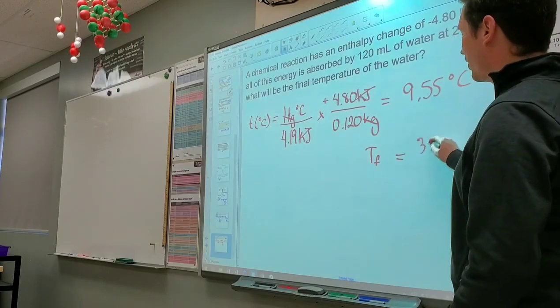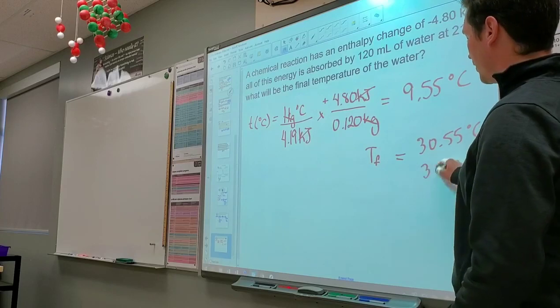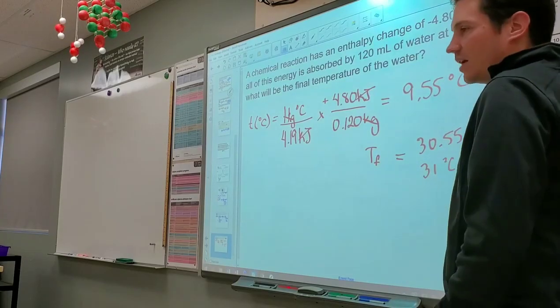You still get 30.55, but what do we have to round to now? You have to round to 31 because we need the nearest whole number. 31 degrees Celsius.